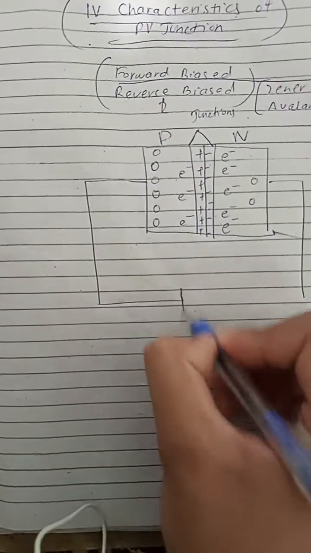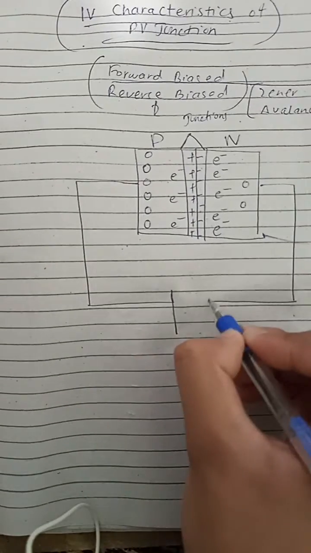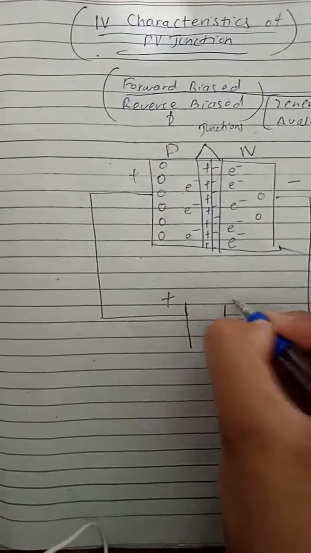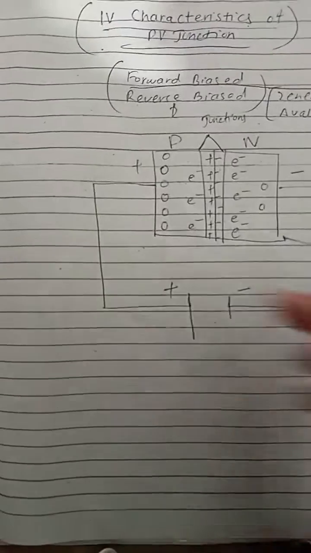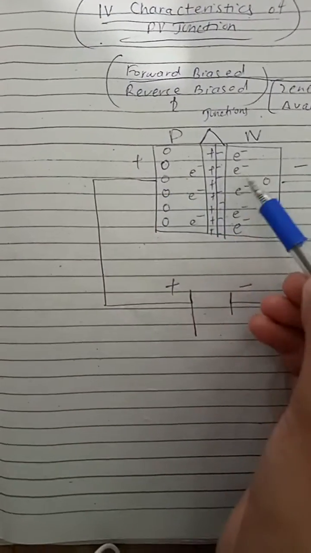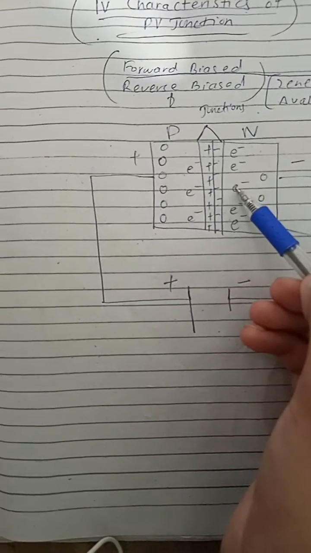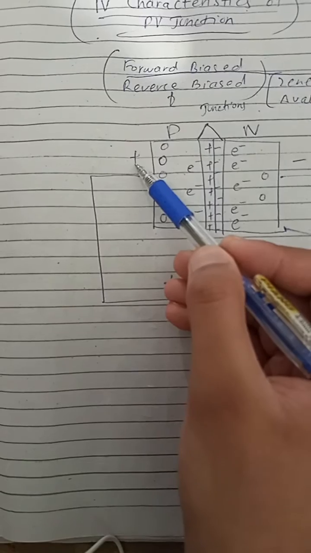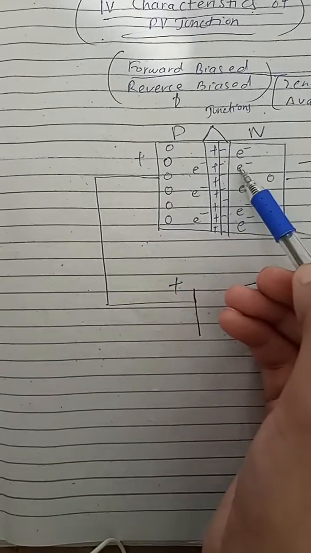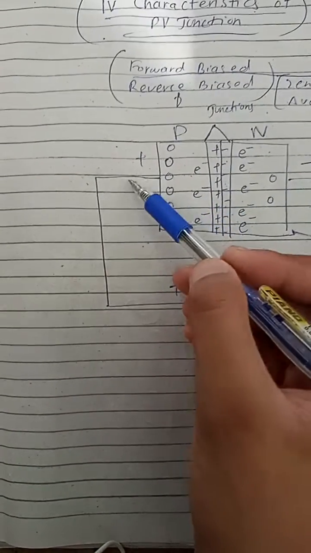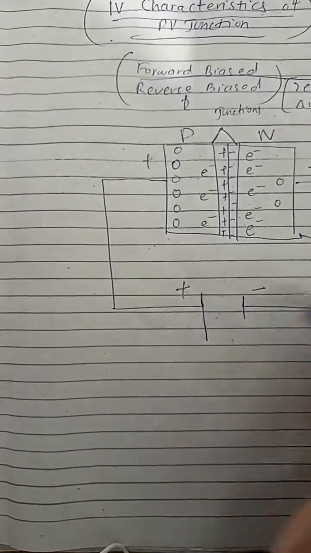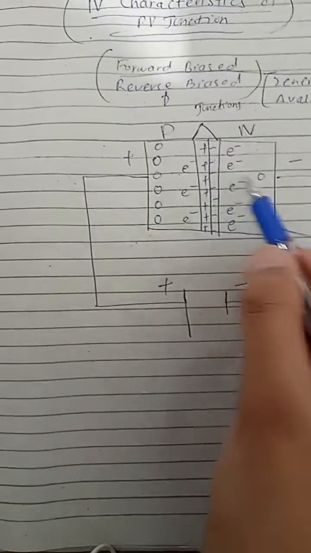Now we're going to attach it to a DC source. We attach the P to the positive terminal and the N to the negative terminal. Now what happens in forward bias is that you have electrons here, which are negative. The electrons will be attracted to the positive side, and they will flow through the holes, and current will be generated because of the electron flow.